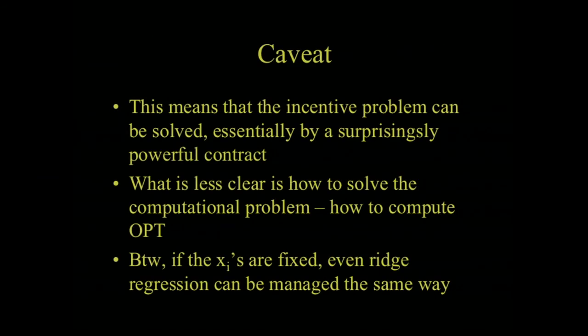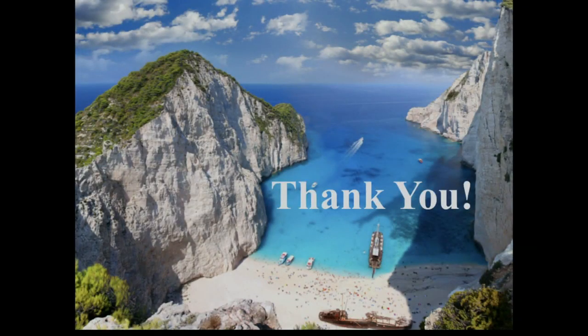So that's a very strong result, unless you think hard. And here is the weakness. This means that the incentive problem can be solved by a surprisingly powerful contract. But what we don't know is how to solve the computation problem, how to compute opt, because that's a very difficult problem. It turns out that if the xi's are fixed, even ridge regression can be managed the same way. Okay, so, all right. I believe that's all. Okay, thank you.